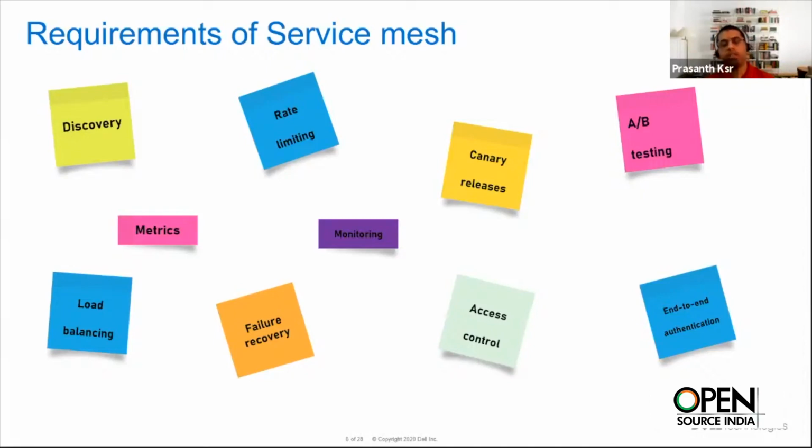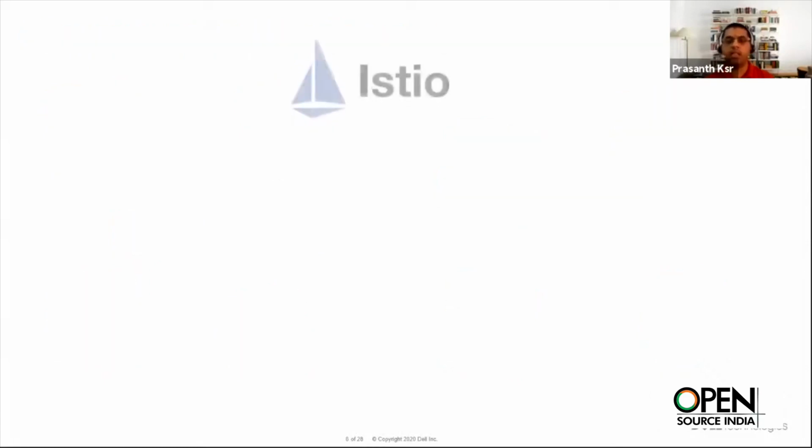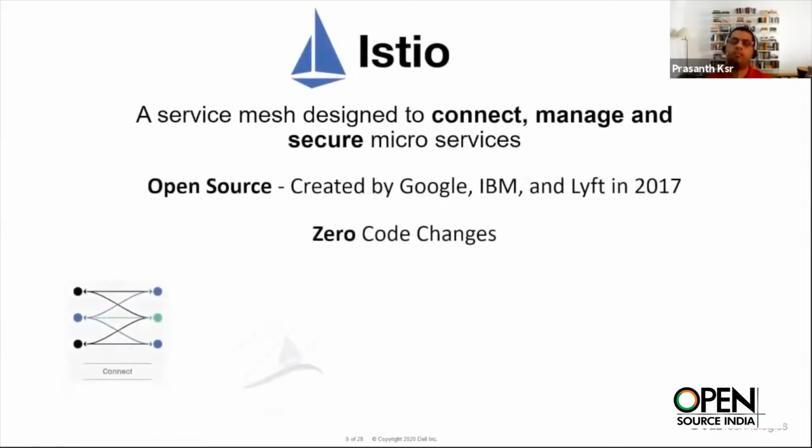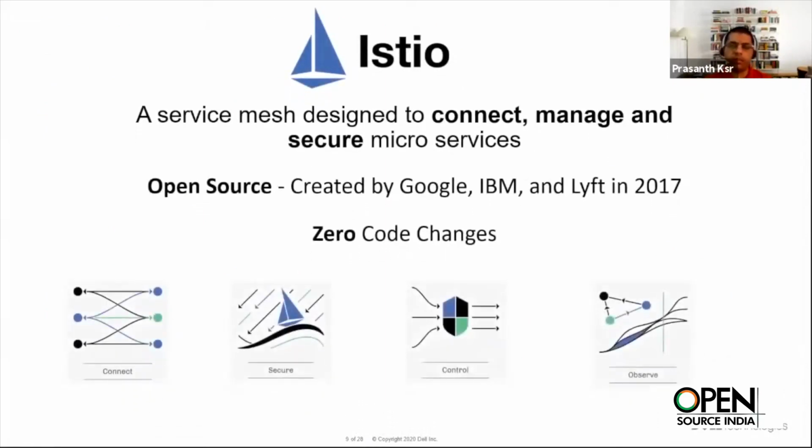Now that we understood what a service mesh is and what the requirements associated with it are, let's directly jump into Istio. What exactly is Istio? Istio is a service mesh, whatever we have discussed till now, which is designed to connect, manage, and secure your microservices. The four pillars associated with it are that it allows you to connect, manage, control, and observe.